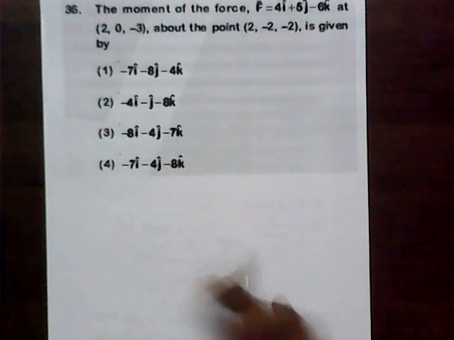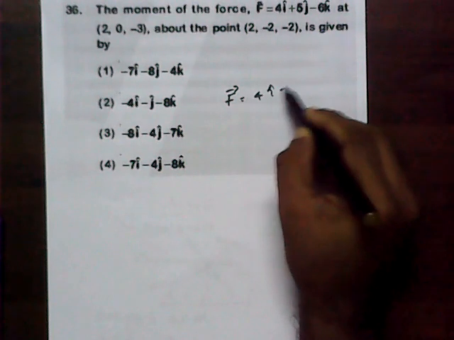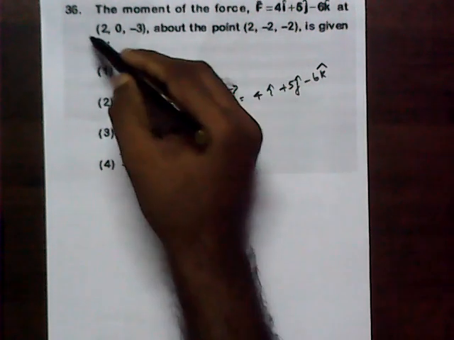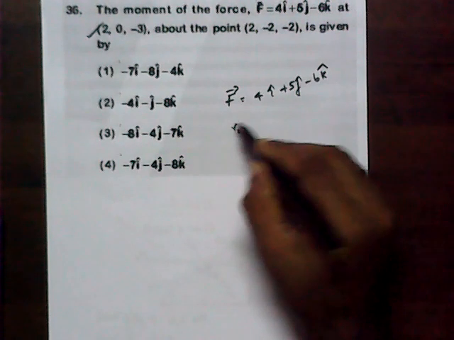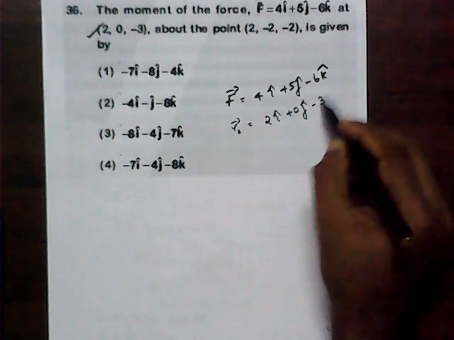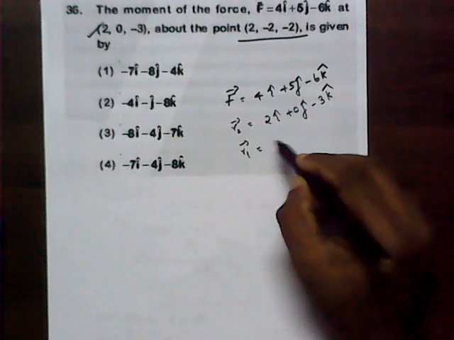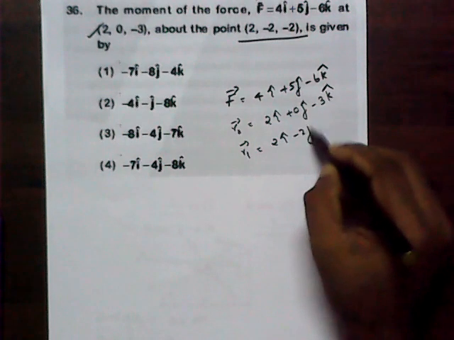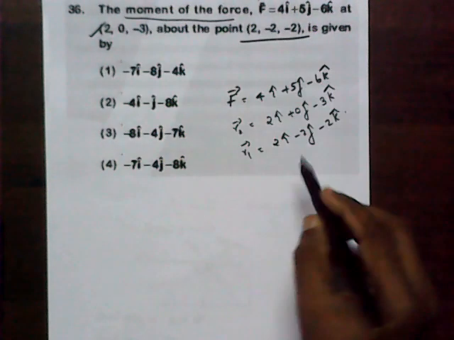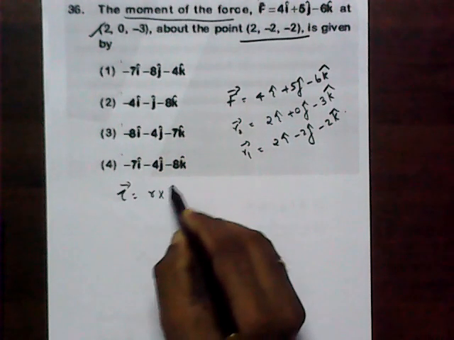The moment of the force is given as F = 4i + 5j - 6k at the point (2, 0, -3), so we can say the final point is 2i + 0j - 3k. About the point, the origin can be treated as r1 = 2i - 2j - 2k. We have to find the moment of the force, the torque acting on it. The moment of force is called the torque, that is nothing but r cross F.